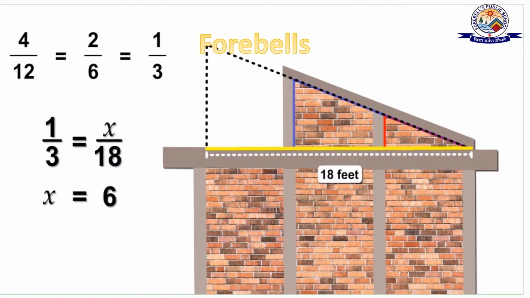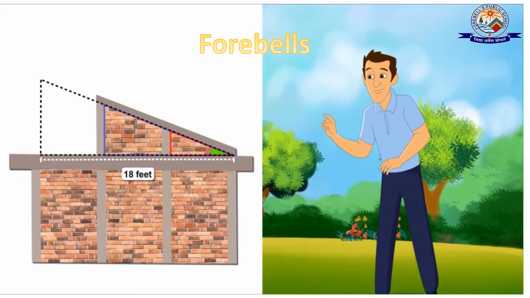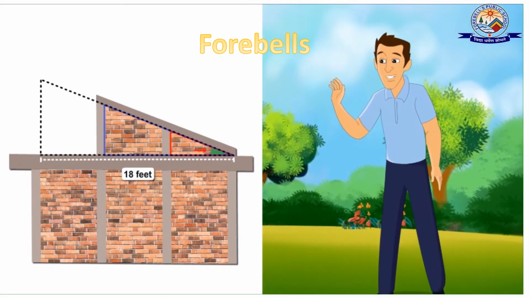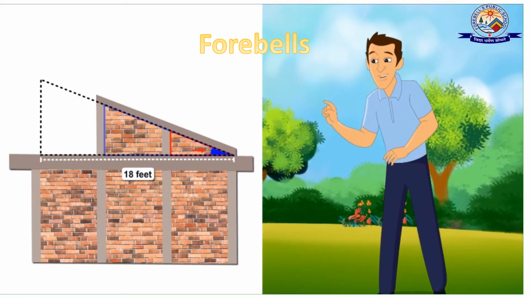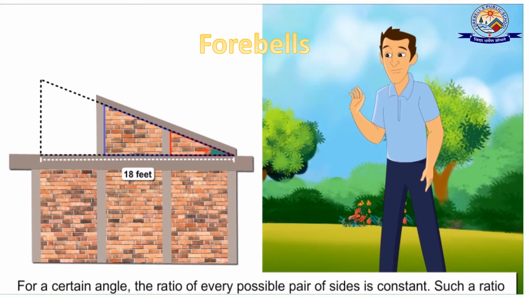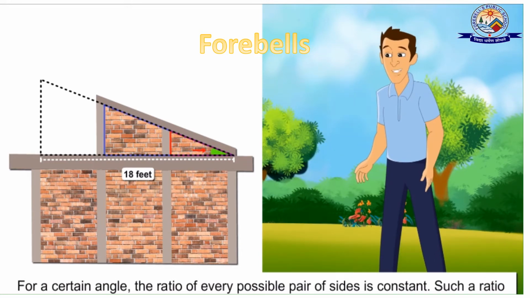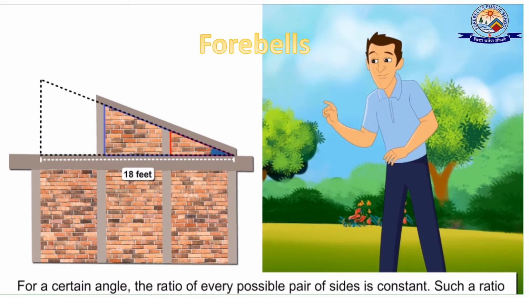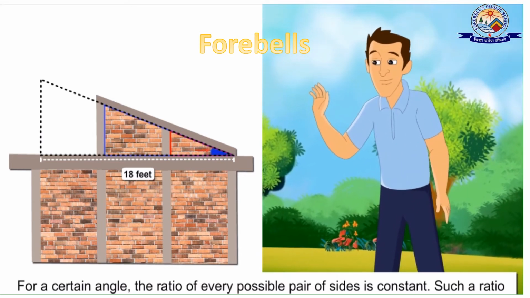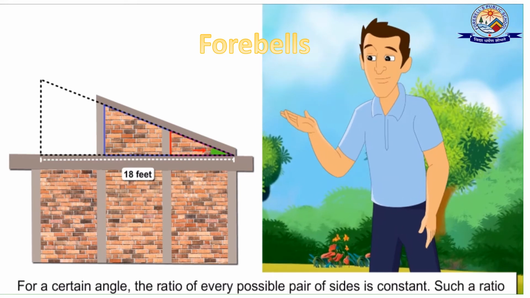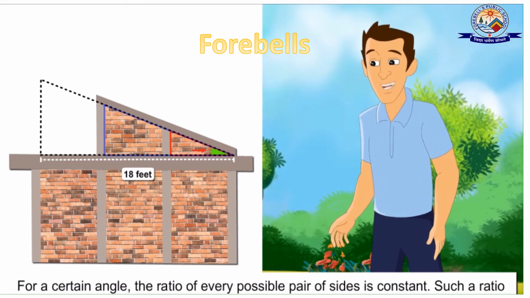As you said, the base and the hypotenuse of all these triangles are on a straight line. This means that this angle has to be the same for all the three triangles. Yes, for this angle, this ratio is constant. Not only is this true for a certain angle, the ratio of every possible pair of sides is constant. Such a ratio with respect to an angle is called the trigonometric ratio.